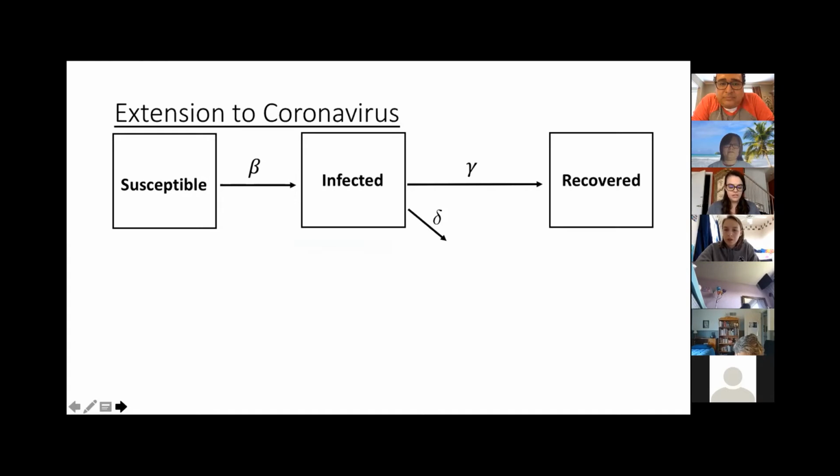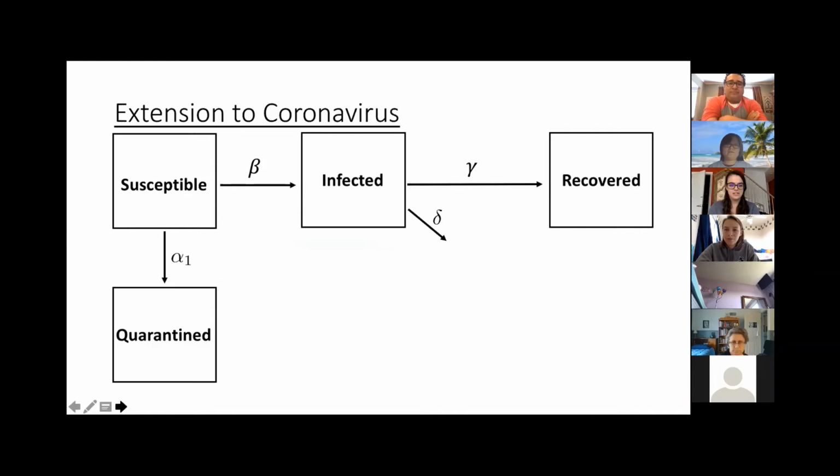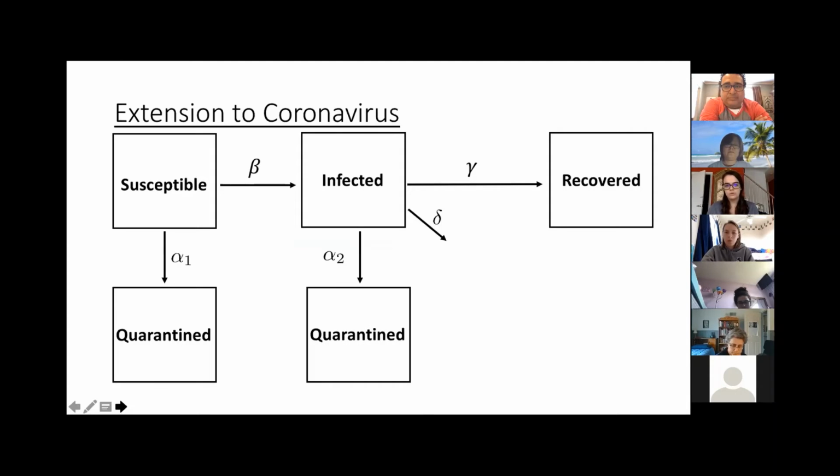We also know that we have been forced to quarantine ourselves, so we have a quarantined population. The susceptible are going to be moved into quarantine at a rate alpha sub 1, and then the infected also should be quarantined, and I have them as two separate quarantine populations, for the people who are infected that have become quarantined after becoming sick. There's two options with those quarantined people: either they could still die from the disease, or they can recover at the same rate.